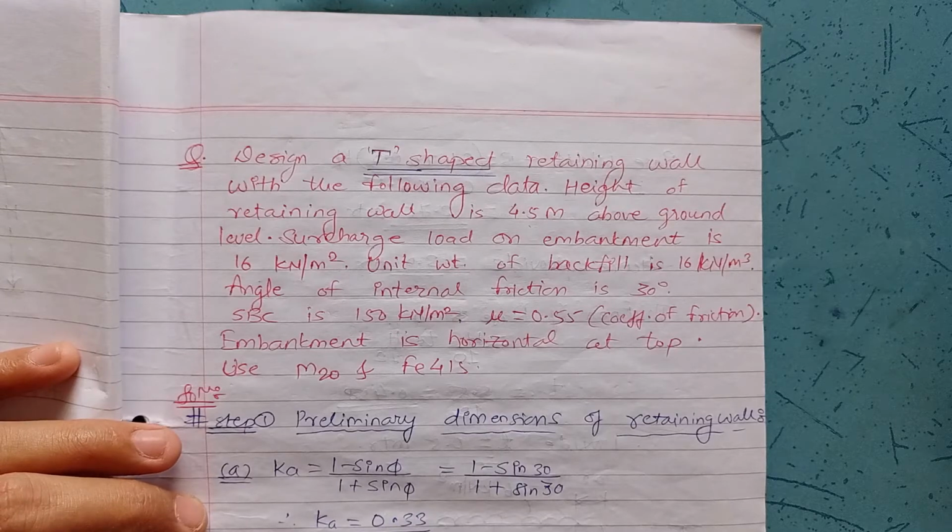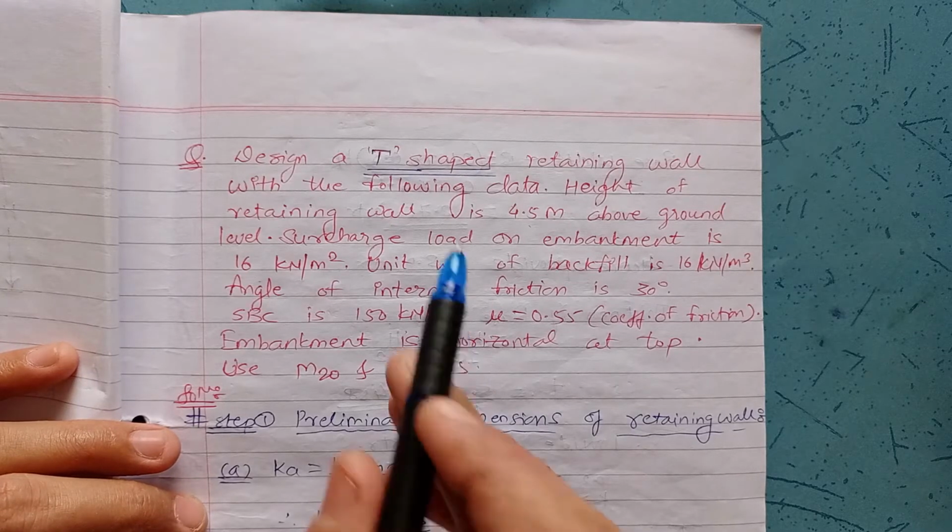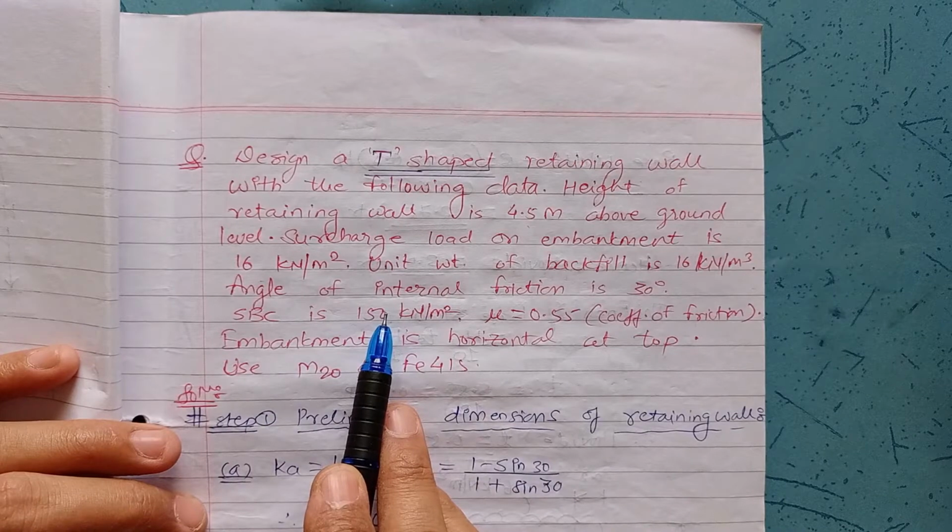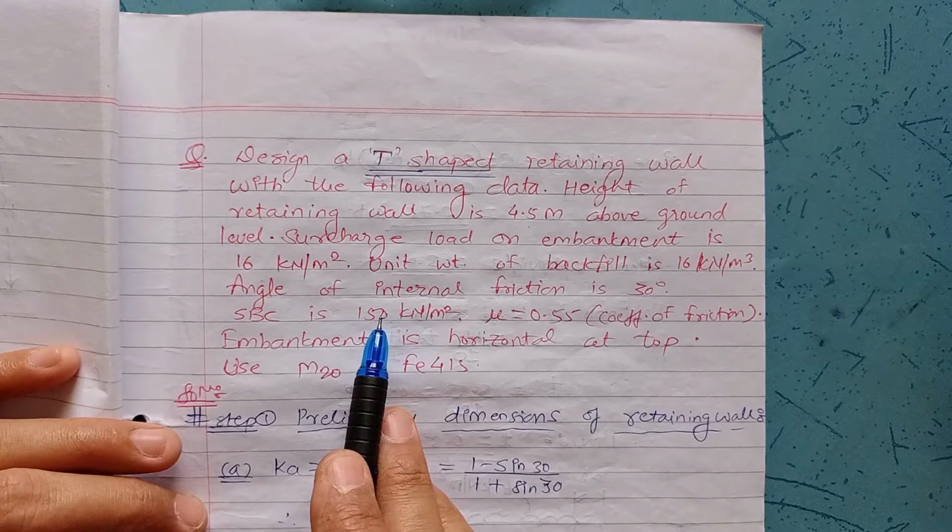Now from the previous two video lectures, we have started with the design of the T-shaped retaining wall. This was our problem statement. You can go through these. Now we'll move towards step number 4, that is design of heel slab.